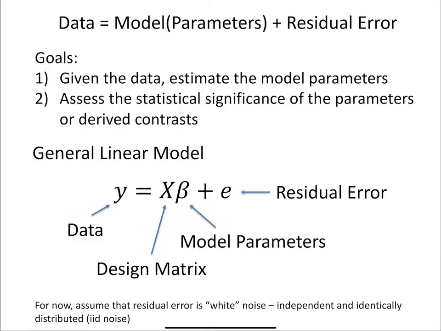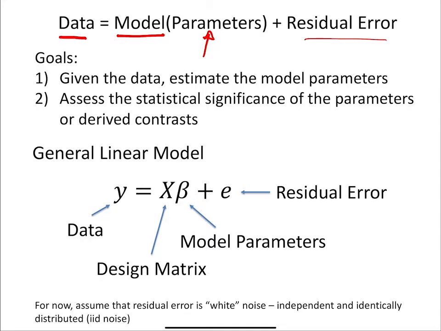Okay, so this is just rehashing that. The goal is that, in general in science, no matter what you're doing, you always have data, you always have a model, and you always have error. And in general, you're just trying to estimate the parameters of your model. You have some model of the world, you want to estimate the parameters from the data, and then you want to assess the statistical significance of those parameters.